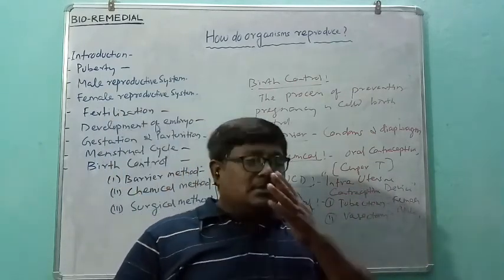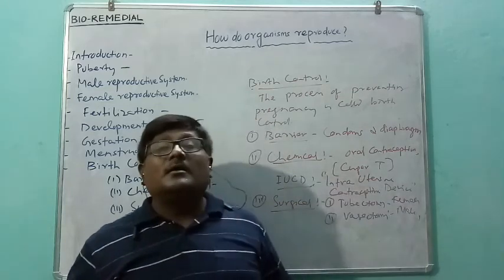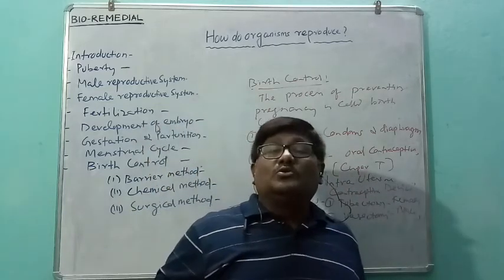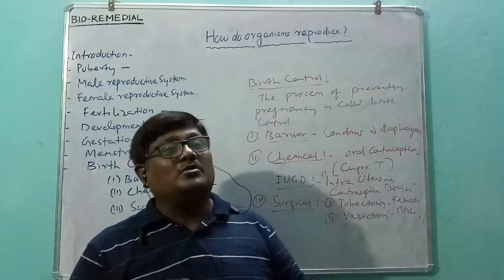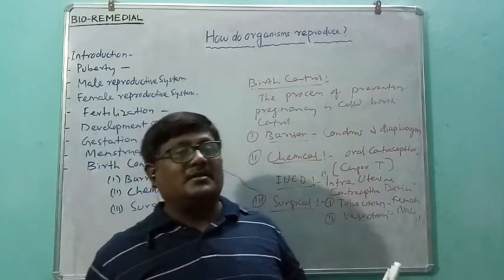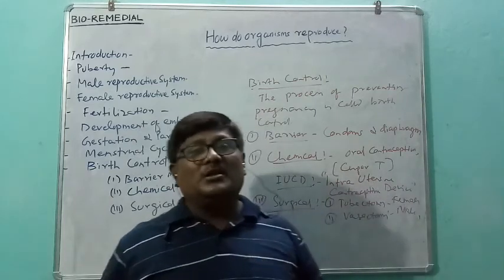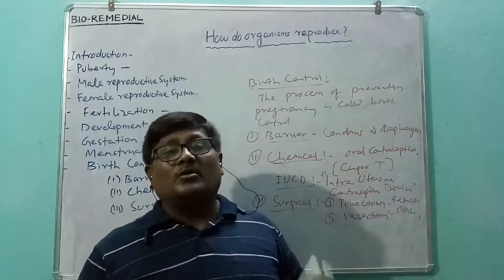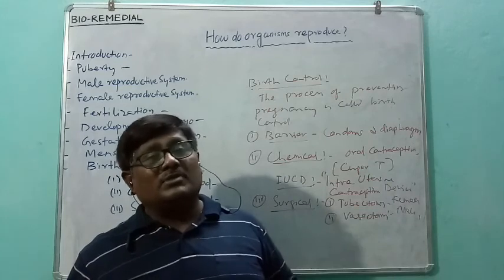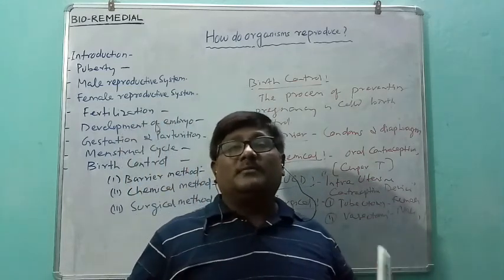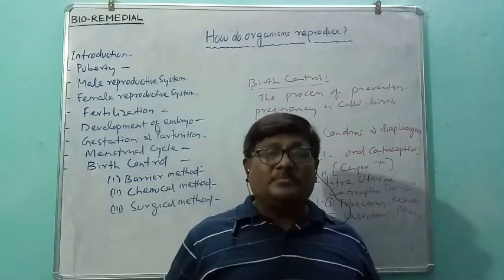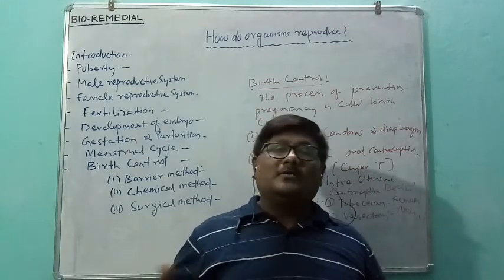So these are all methods that can be used to prevent pregnancy, to control the birth, to control the population. We should all understand that apart from controlling the population, we can also prevent many sexually transmitted diseases. In this way, we have understood the entire chapter of human reproduction and the associated topics.